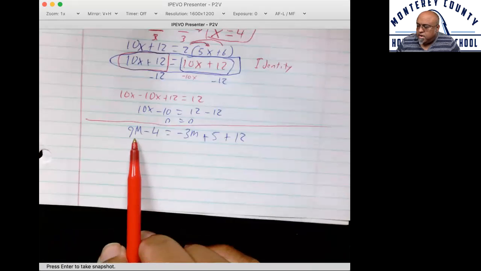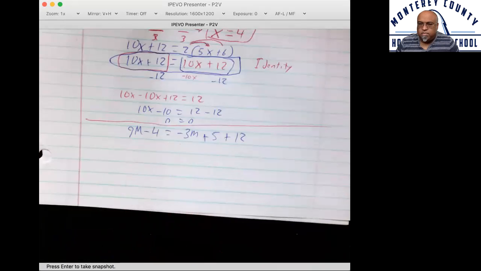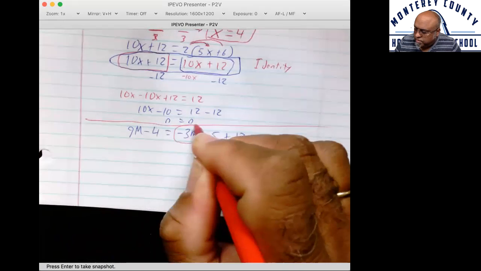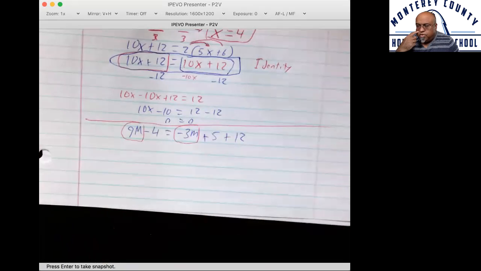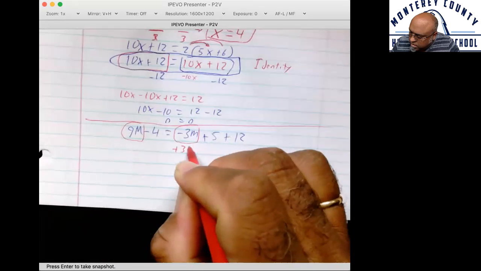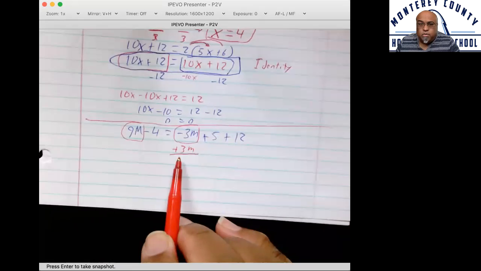Anyways, the problem is 9m minus 4 is equal to negative 3m plus 5 plus 12. So the first thing I want to do is identify my variables. And according to the first steps of the lesson, I want to move all my variables to the same side. So 3 is negative, so I'm going to add 3m. Now remember, I'm not multiplying or dividing yet.